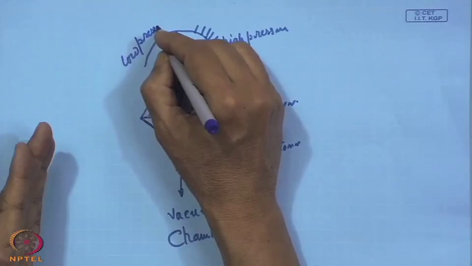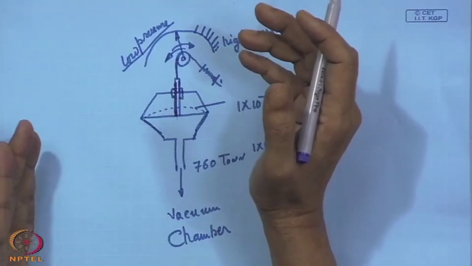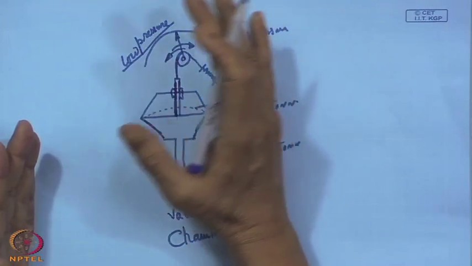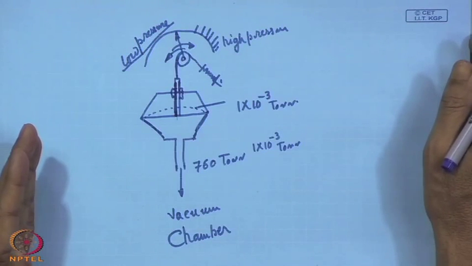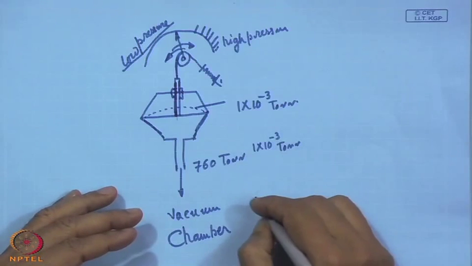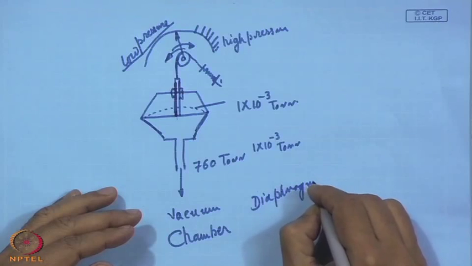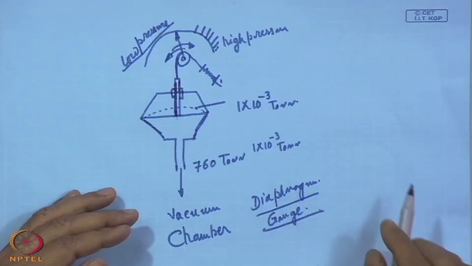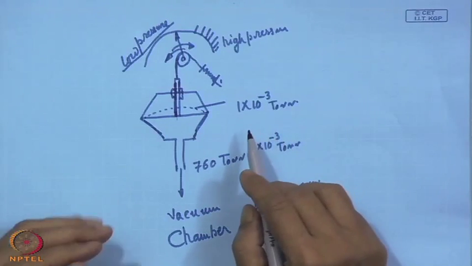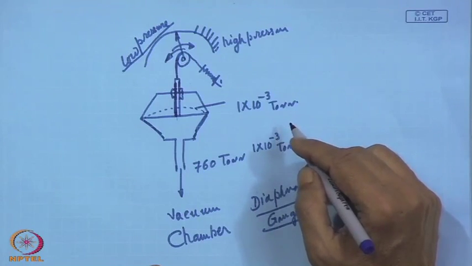So this Bourdon tube, which is a deformation of the elliptical tube that becomes more and more flat, can also be used for measurement of the pressure, or here it is the diaphragm gauge. The diaphragm gauge can also be used for measurement of the pressure, however, it can be noted that this is only limited to 1 into 10 to the power minus 3 torr. Now, this can be further extended.